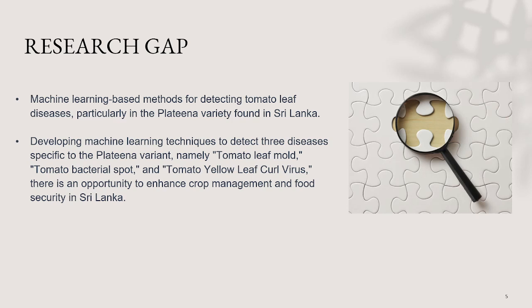So efficient and accurate disease identification is the main thing here. Applying machine learning enables farmers to give timely treatment to the plants, to improve the availability of tomato cultivation in Sri Lanka.